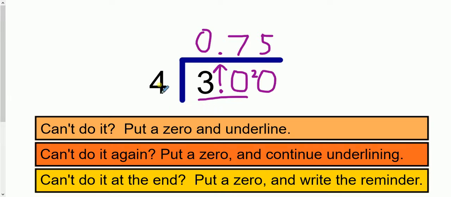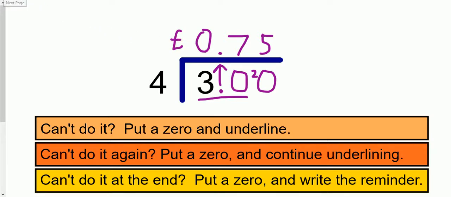Now, because this is a bit of a strange question, maybe for some people, let's think about how this would work in real life. We could have 3 pounds, couldn't we? And we might need to share that between 4 people. And each person would then get 75p.